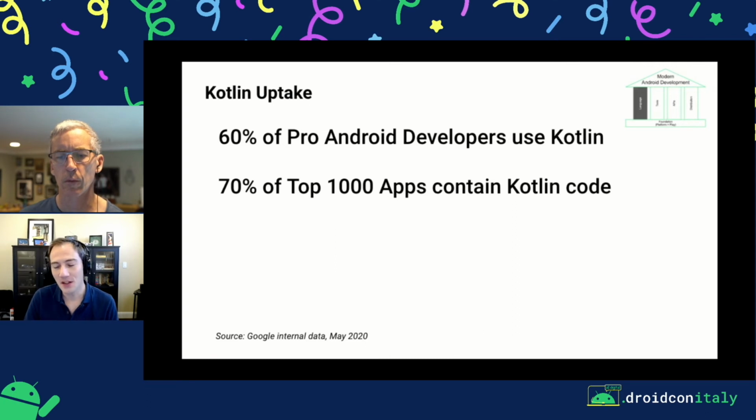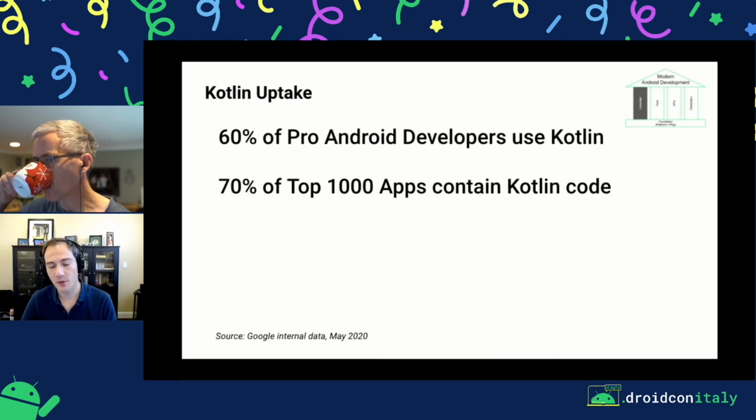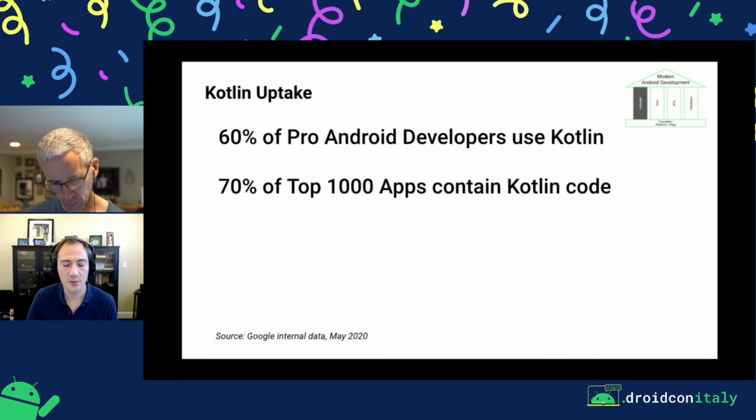So this is data as of May 2020, so the numbers are actually probably higher now. But we know that amongst developers who do Android development for a living, 60% of them are currently using Kotlin already. And if you look at the top 1,000 apps on Play Store, so the most downloaded apps on Play Store, already 70% of them use Kotlin in some form. So it's been a huge uptick considering that we introduced Kotlin 3 years ago, and our Kotlin first approach is only a year old.